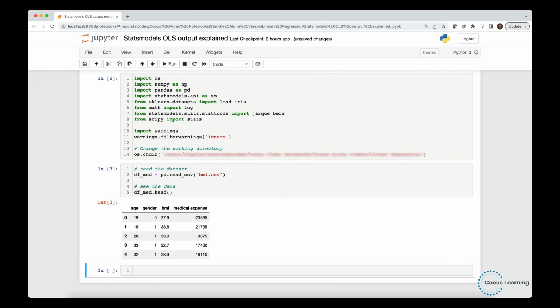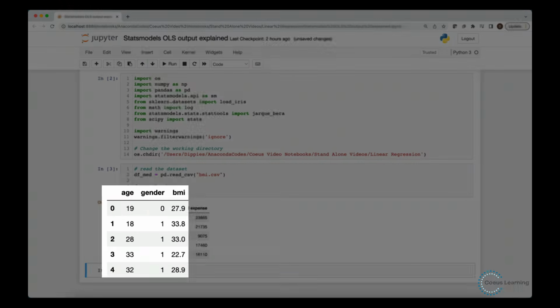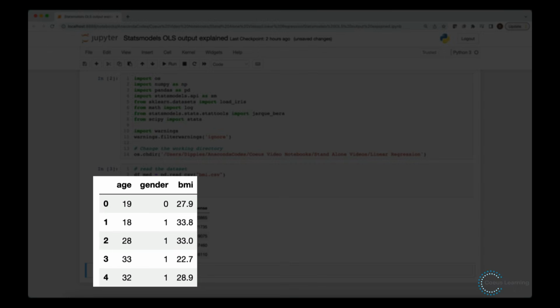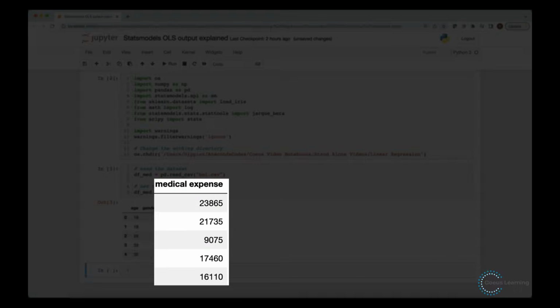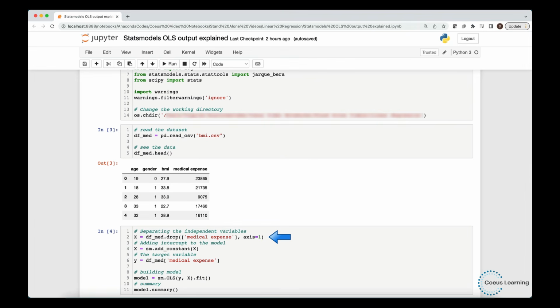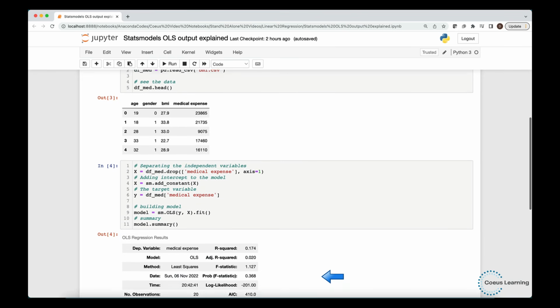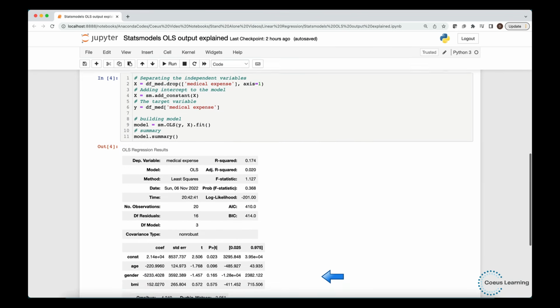We read a simple dataset with 3 independent variables: age, gender, and BMI. Our target variable is medical expense. We separate the independent variables and store them in a variable x. We store the dependent or the target variable into y. Finally, we fit our OLS model and print the summary output.